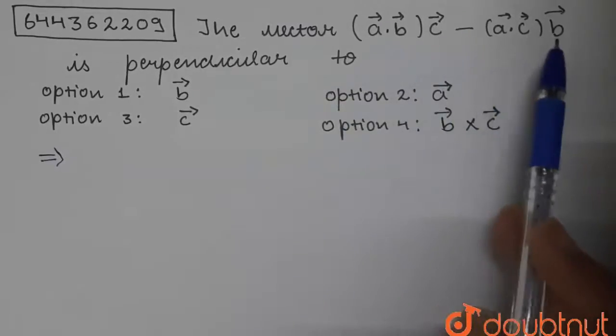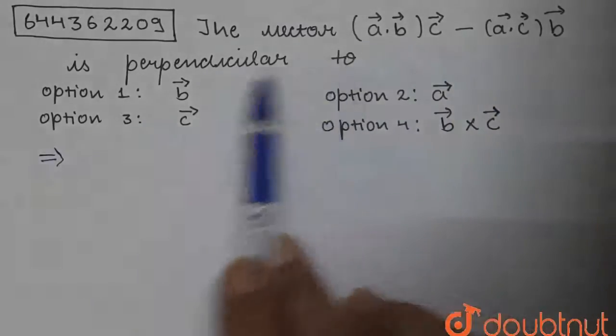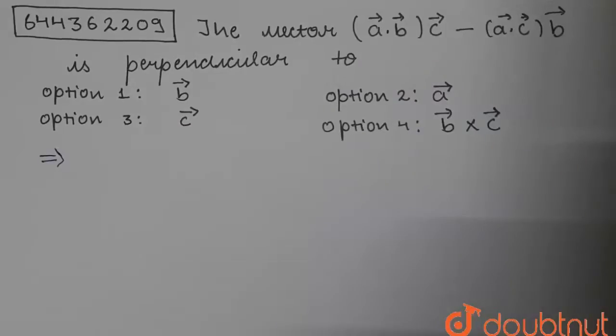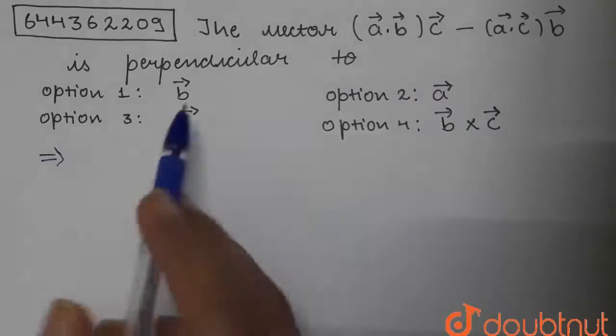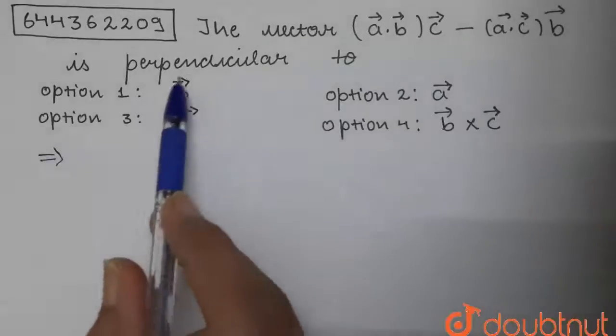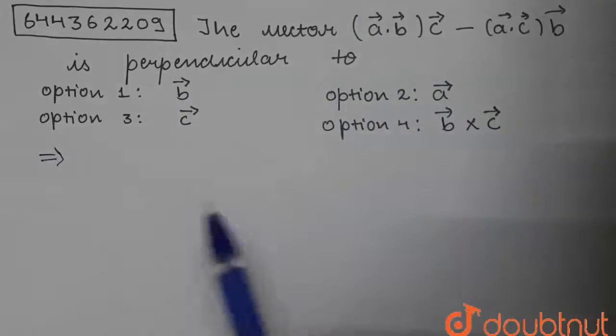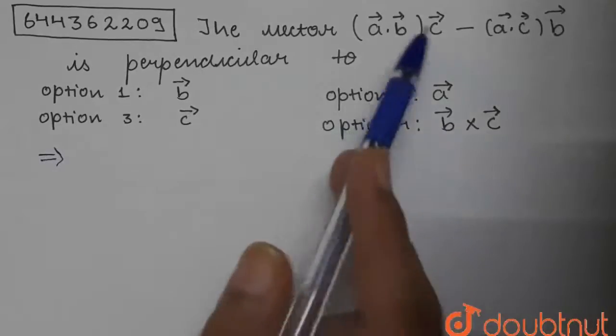Hello students, today's question is: the vector (a · b) c minus (a · c) b is perpendicular to, and we are having these four options. Two vectors are perpendicular to each other when their dot product is 0. So in this case we need to find the dot product of each of these vectors with the given vector to find which is perpendicular to it.